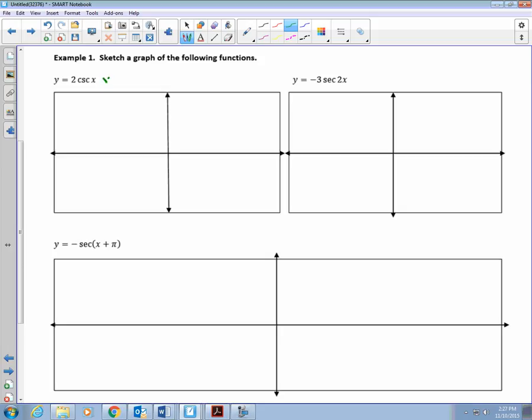Okay. So y is equal to, I'm going to start by graphing 2 sine of x. What's the amplitude? Amplitude is 2. What's the period? 2 pi. So I mark off 2 and negative 2.